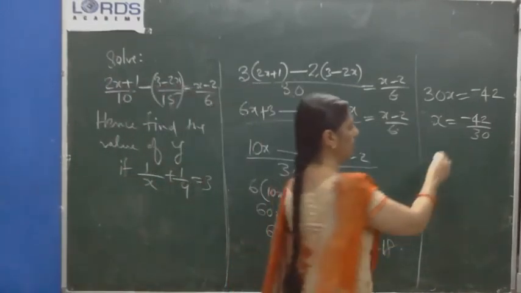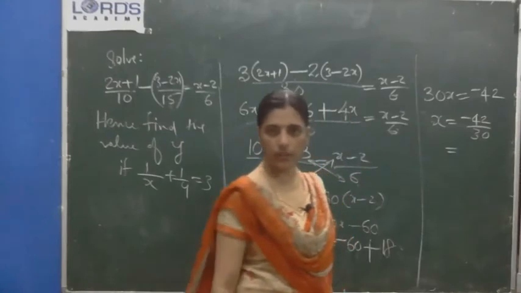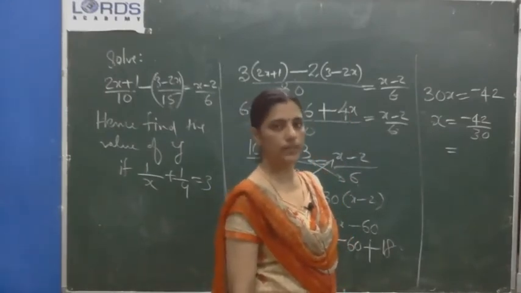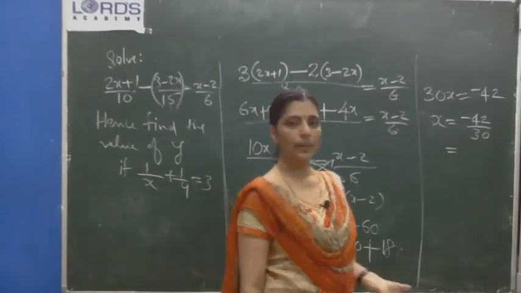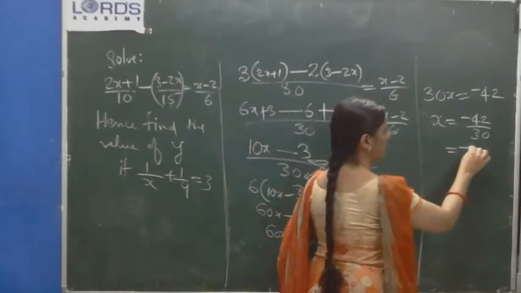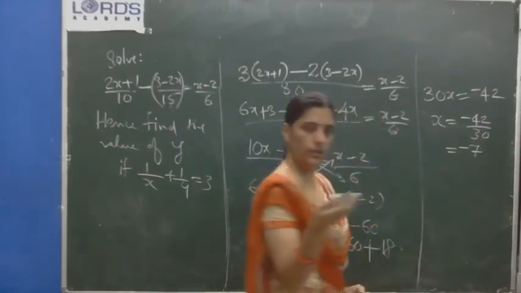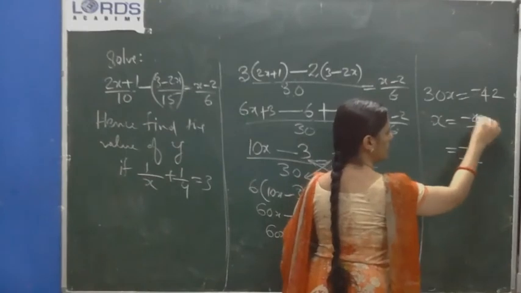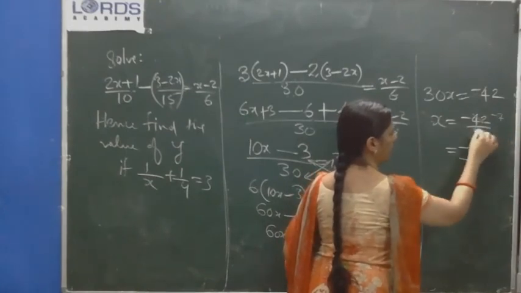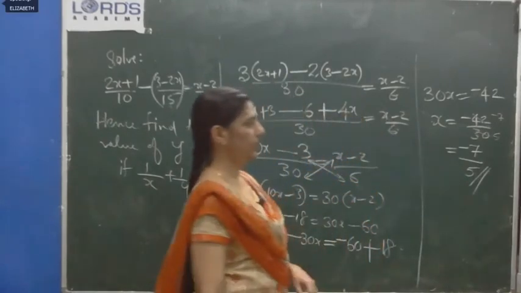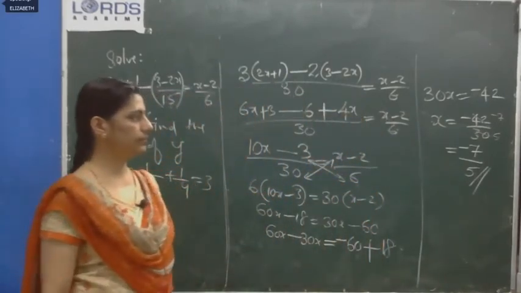You will get a fraction, I think. What is common to 42 and 30? 6 is common. 2 is common too, but I am taking the bigger number. 6 is common. Otherwise, if you take 2 as common, at last you will get my answer. Negative 6 by 5, negative 7 by 5. Negative 7 by 5. Okay.